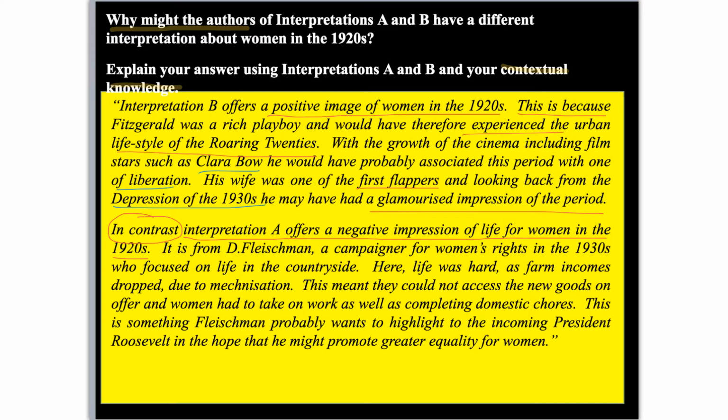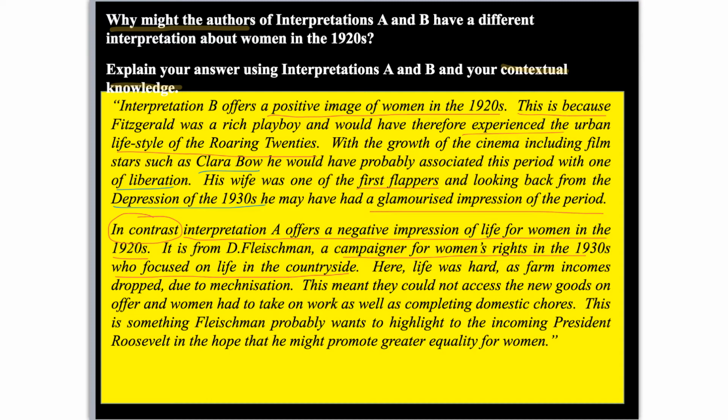So again, just as we did with that first paragraph, just reminding the examiner of the overall impression given in the source. And then we return to, again, the ascription. It is from D. Fleischmann, a campaigner for women's rights in the 1930s who focused on life in the countryside. So there again, we've got this idea of the ascription being referenced, and as you would then expect, just as we did in the first paragraph, you refer to some contextual knowledge.